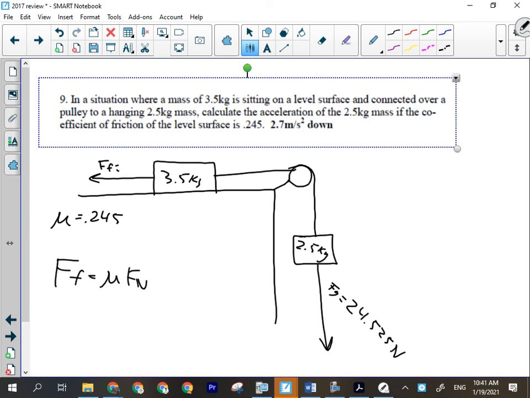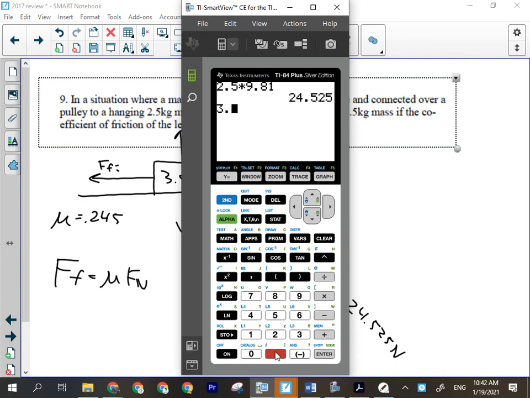Mu times normal force will get me the force of friction. Because this is a level surface, normal force is equal to force of gravity. The only time they're not equal is if it's pulled up or down at an angle. So I will just calculate the force of gravity here, 3.5 times 9.81. There's my force of gravity. I multiply that by mu, 0.245. There's my force of friction, 8.41 newtons.